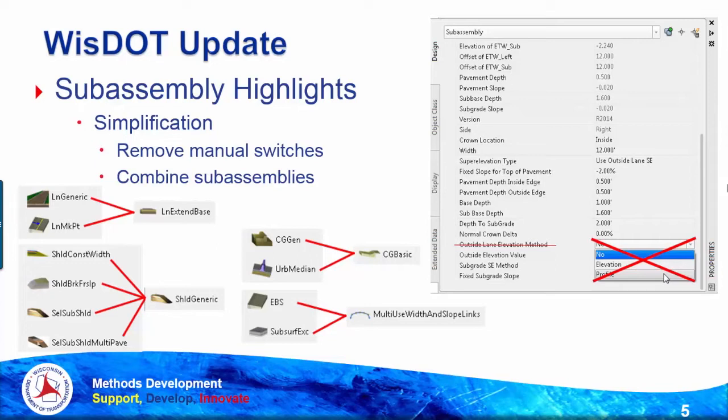So there's no longer that question when you're building your assembly. Gosh, which subassembly do I need to use here? There's 4 shoulders. Well, now you'll know. Just use the shoulder generic, and all that functionality is built in.